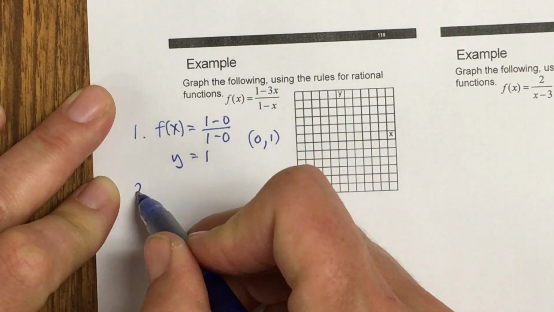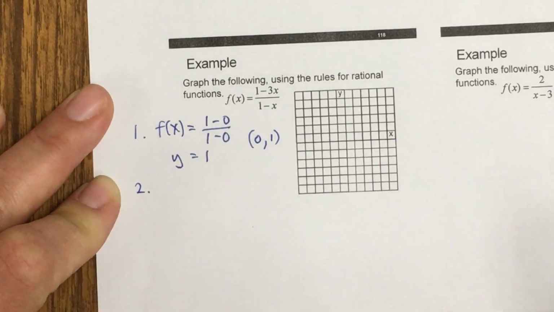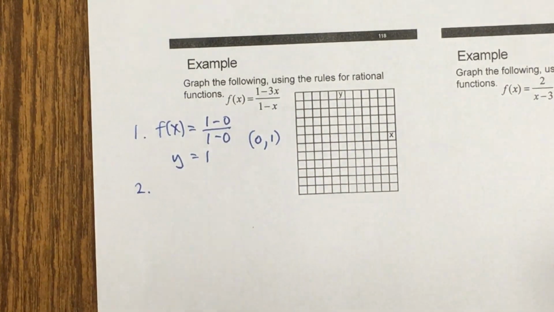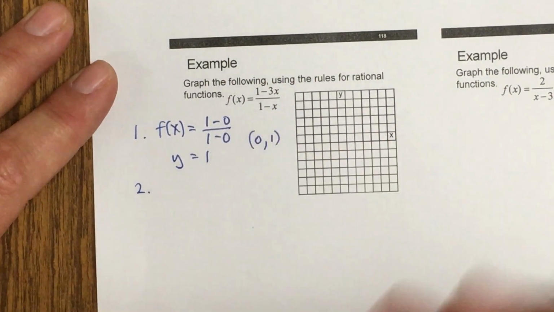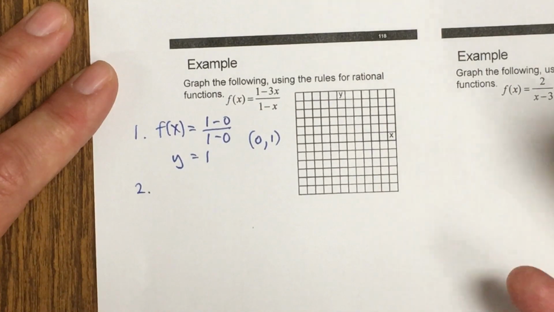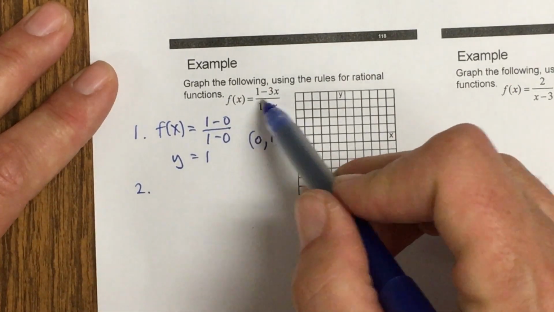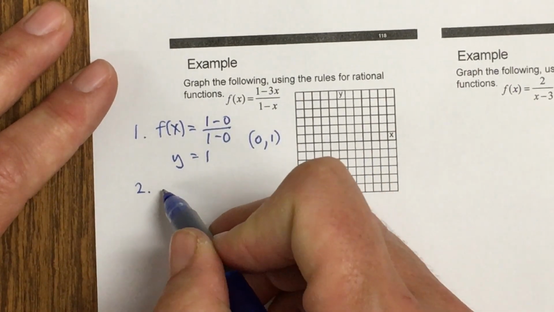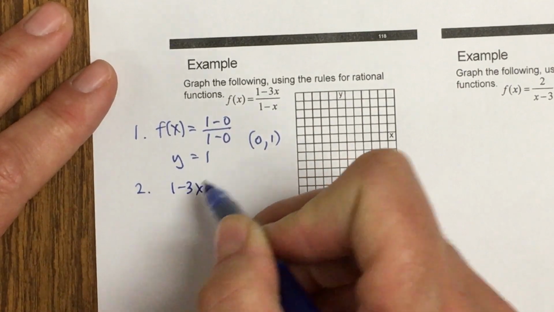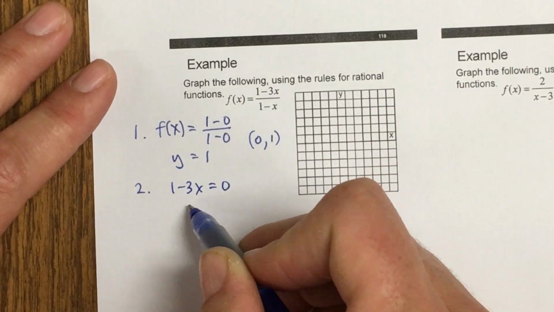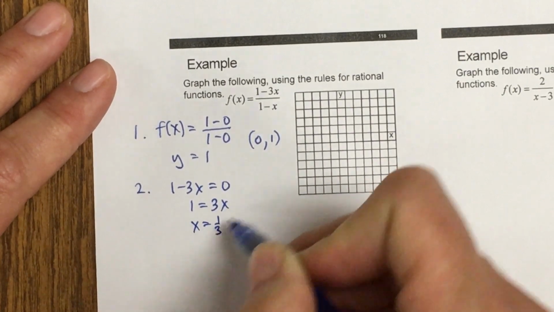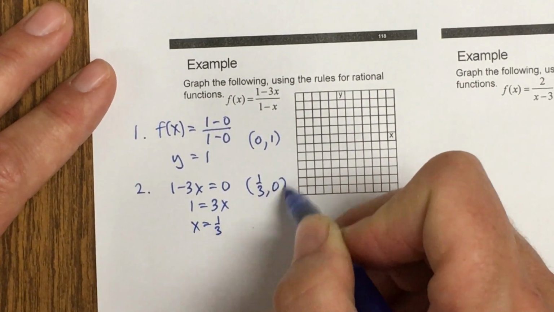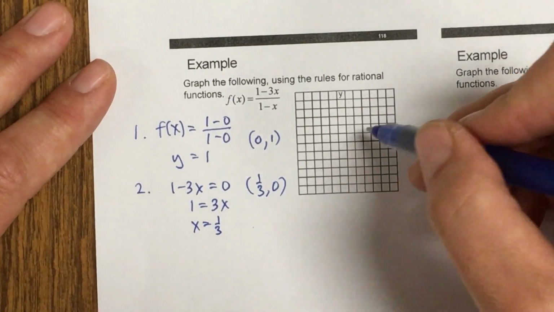y-intercept. Step 2 is find your x-intercept, and to find your x-intercept, the directions say let your numerator equal 0. I don't care about my denominator, because if my denominator equals 0, then I've got an asymptote. What I care about is the numerator equaling 0, so I'm going to do 1 minus 3x equals 0 and find out when that happens. So at 1/3, 0. And I'm going to go plot both of those things.